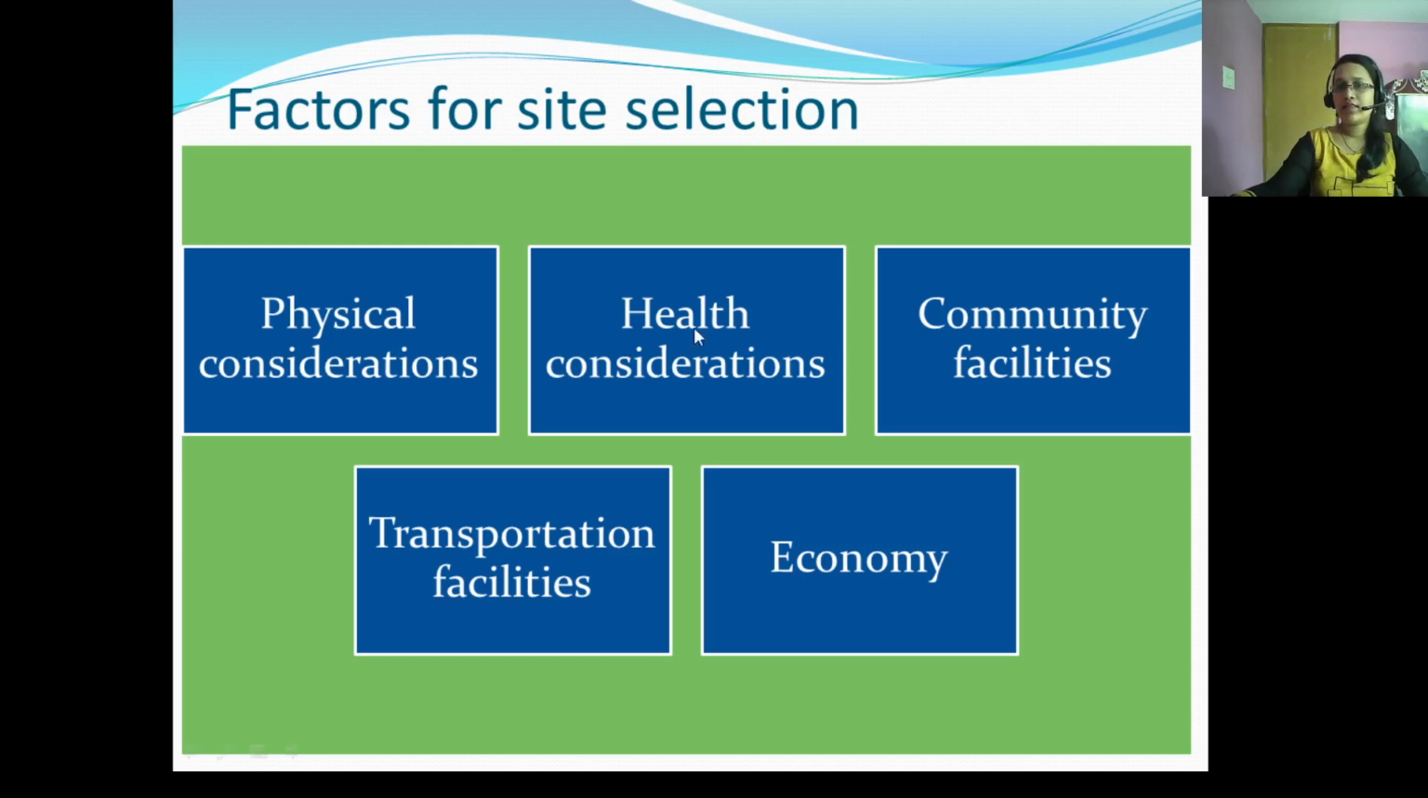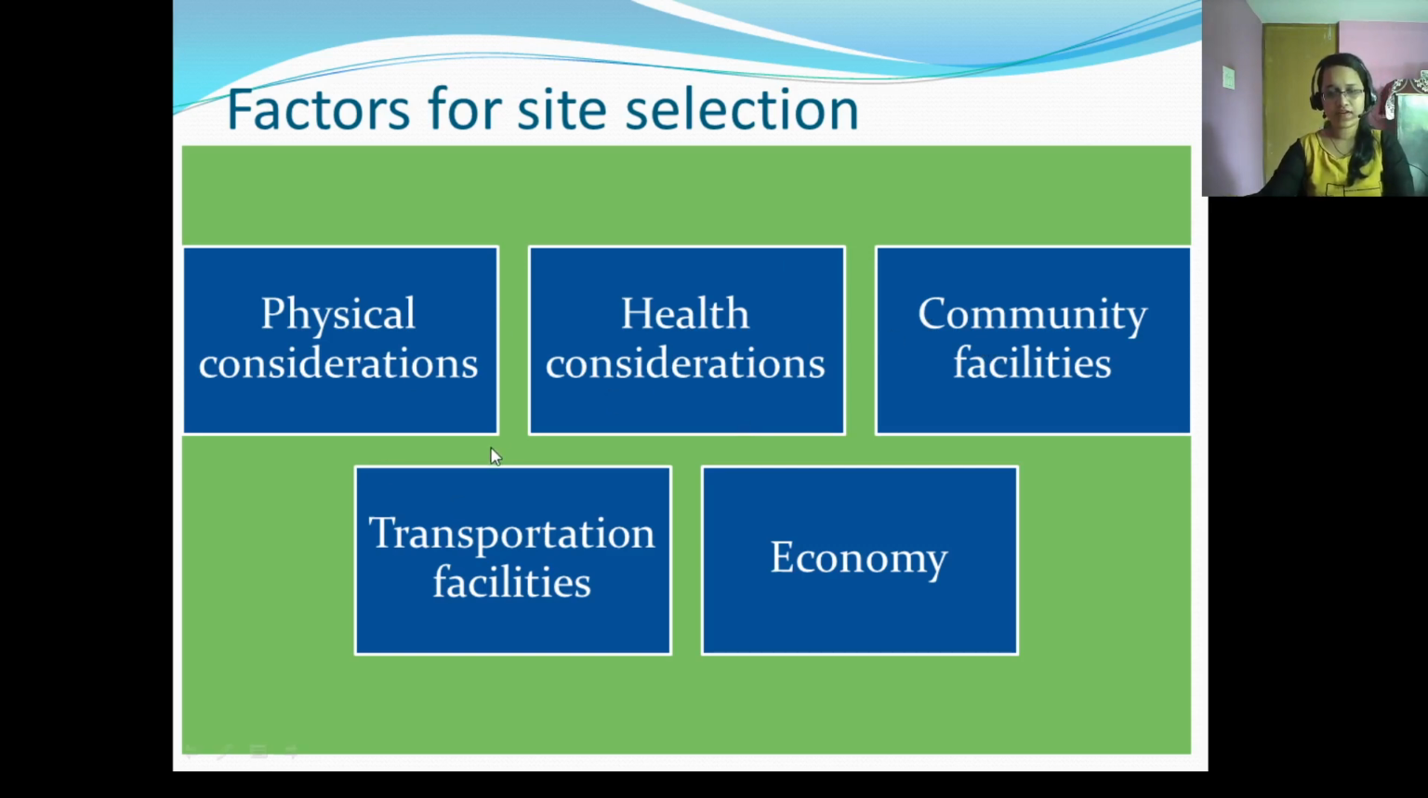The second is health consideration. Land near industrial areas will prove to be unhealthy because of noise and air pollution. A good sewerage and efficient water supply are desirable in order to avoid trouble from flies and mosquitoes. Coming to community facilities: these include primary and secondary schools, primary health centers, post offices, shopping centers, and places of recreation, public gardens, playgrounds. All this comes in community facilities.